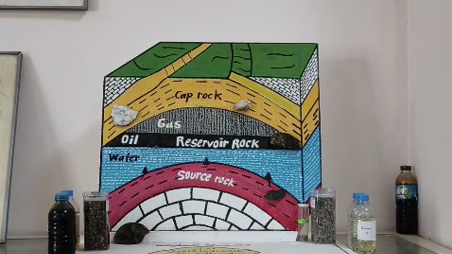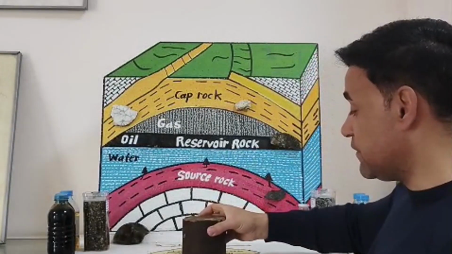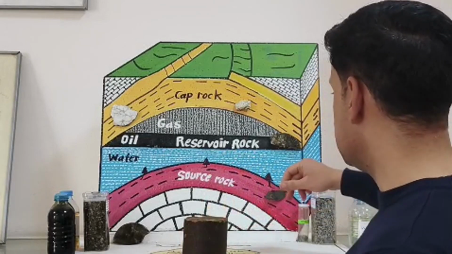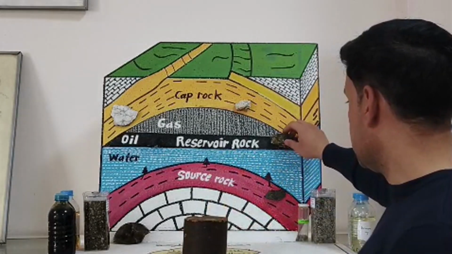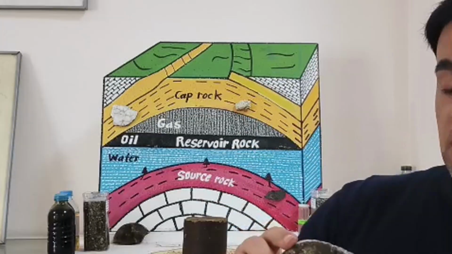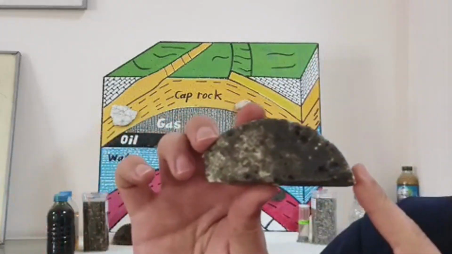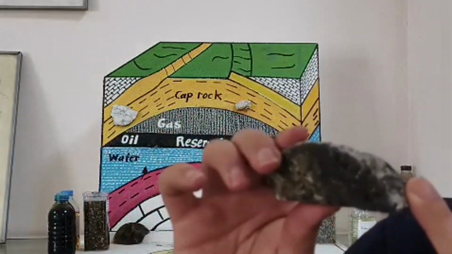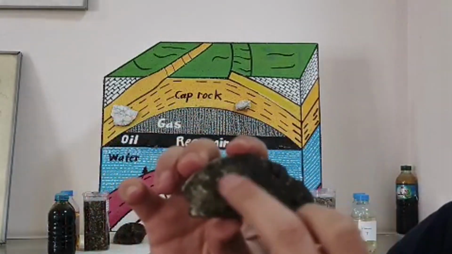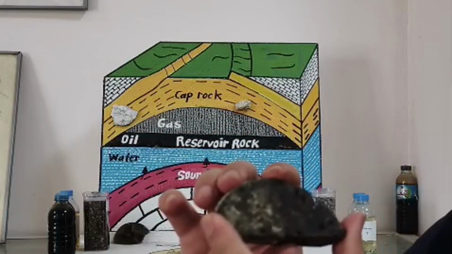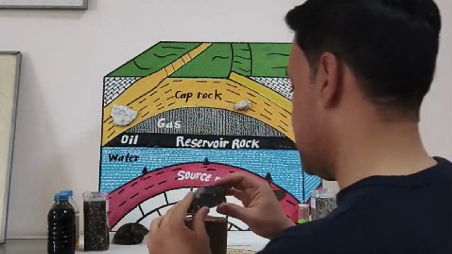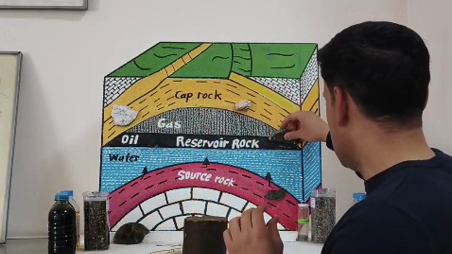Also, we have another reservoir rock that holds porosity, and maybe permeability. I hope it's clear. This is also a reservoir rock, another sample that is saturated with heavy oil. This rock is called dolomite, also holding heavy hydrocarbons.